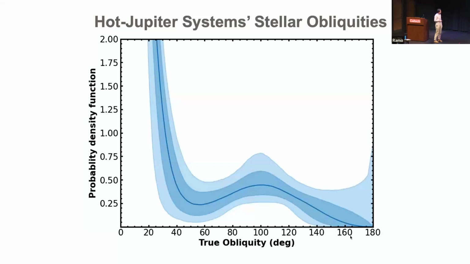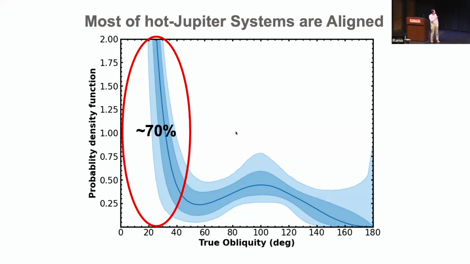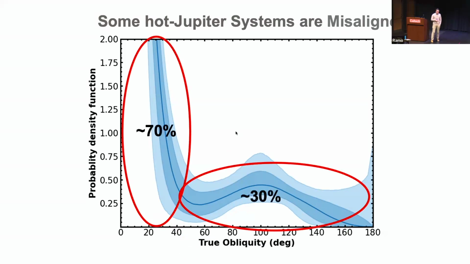Here is the inferred true stellar obliquity for hot Jupiter systems based on all the current measurements. The x-axis is true obliquity ranging from 0 to 110 degrees. The y-axis is the probability density function. It is obvious, right? Most of the hot Jupiter systems are aligned. However, a significant fraction of hot Jupiters are misaligned.